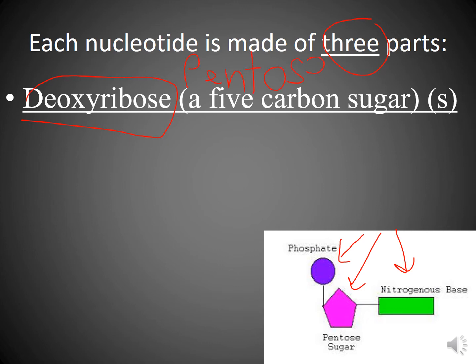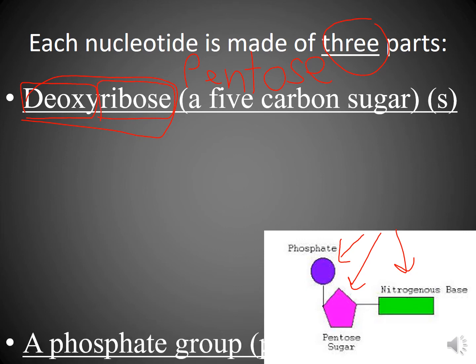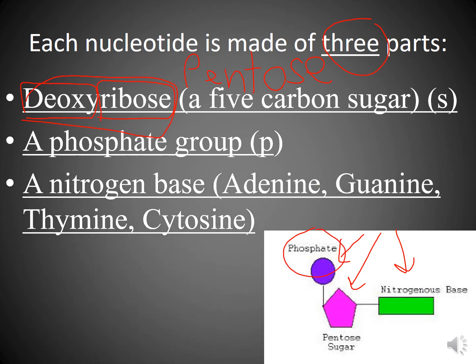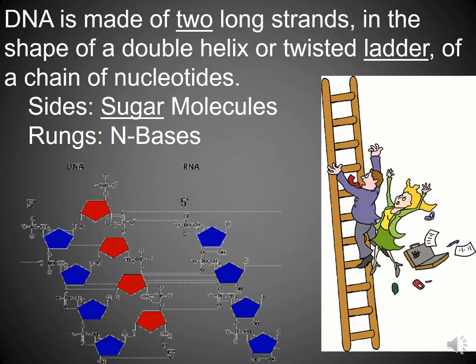So for DNA, the sugar is deoxyribose, because ribose is the sugar and we add deoxy to it. Remember, it has the phosphate group, which is here. The last thing is it has an N base. Remember, our N bases are adenine, guanine, thymine, cytosine. DNA is also made up of 2 long strands. That gives us a double helix because this eventually twists. This picture shows it twisting, and we call it a twisted ladder.